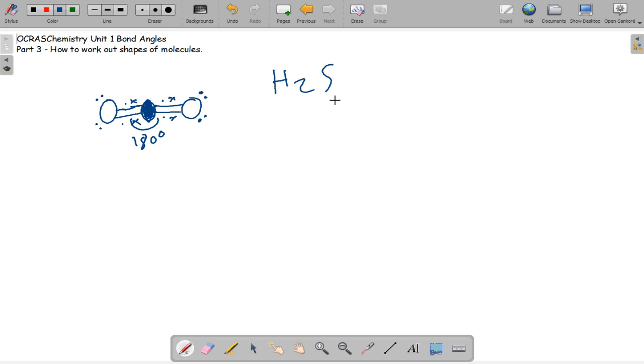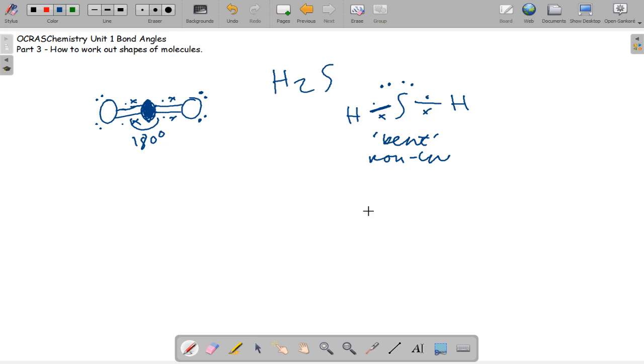So if we take this molecule here, then we look at the periodic table, knowing that sulfur would have 2 bonded pairs. This is hydrogen sulfide, and 2 bonded pairs. It would have similar properties to water in terms of molecular shape, so I'm going to put the word bent or non-linear for this particular one.